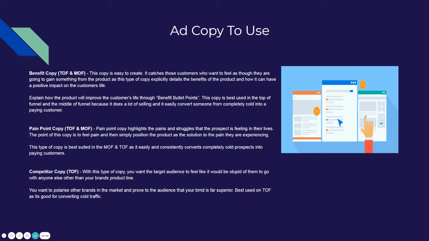Okay, so what you're trying to do here is you want to sort of polarize other brands in the market and prove to the audience that your brand is far superior. So best used on top of funnel as it's good for converting cold traffic.